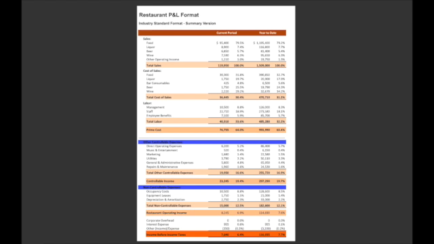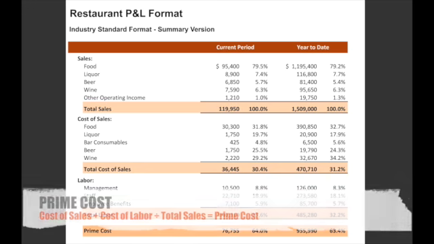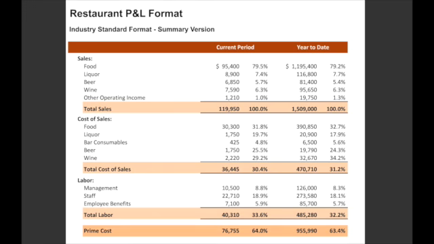Right now, this is a little bit of an eye chart. This is just your summary P&L, but I've got these blue lines to segregate the sections, and I want to jump right in talking about your prime cost. Prime cost is made up of three primary elements: your sales, your cost of sales, and your labor. If we look at just the top line in sales, you can see this is a populated example. We've got food, liquor, beer, wine, and other operating income.